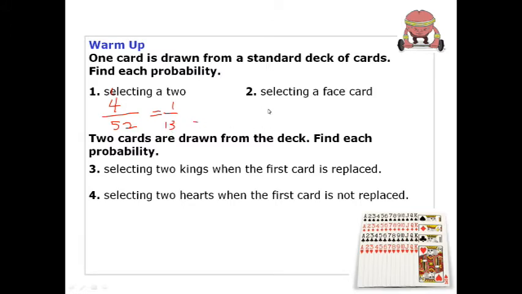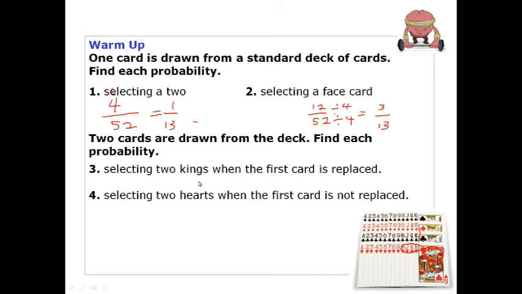And what about selecting a face card? Well, what is a face card? Like down here, it's a card with a face on it. Jacks, Queens, and Kings all have faces on them. So that would make this 12 out of 52. And we're going to divide top and bottom by 4. We're going to end up with 3 out of 13.